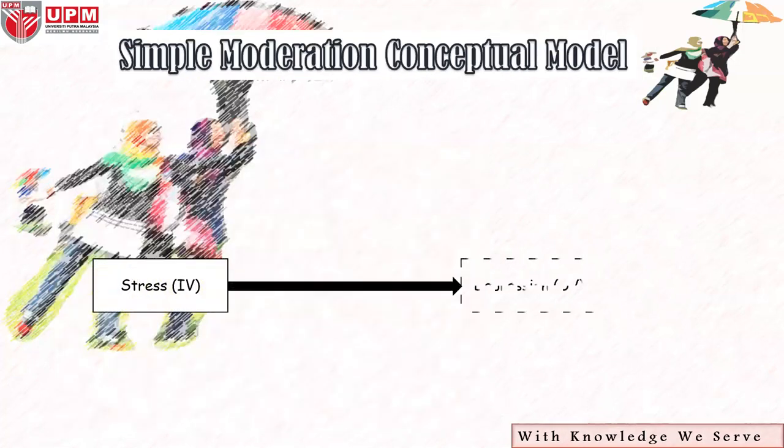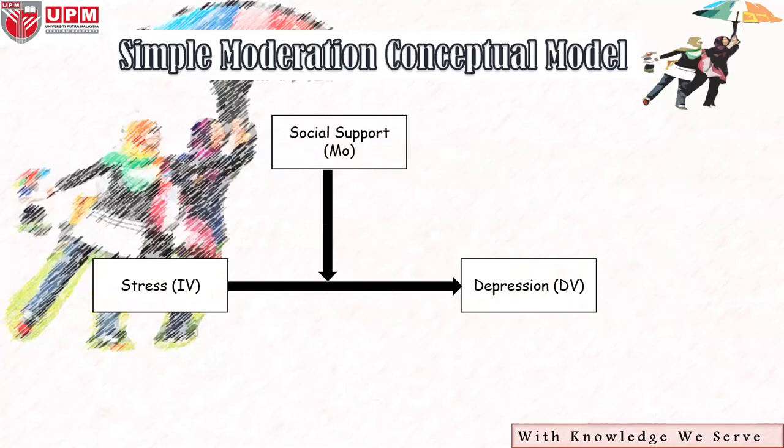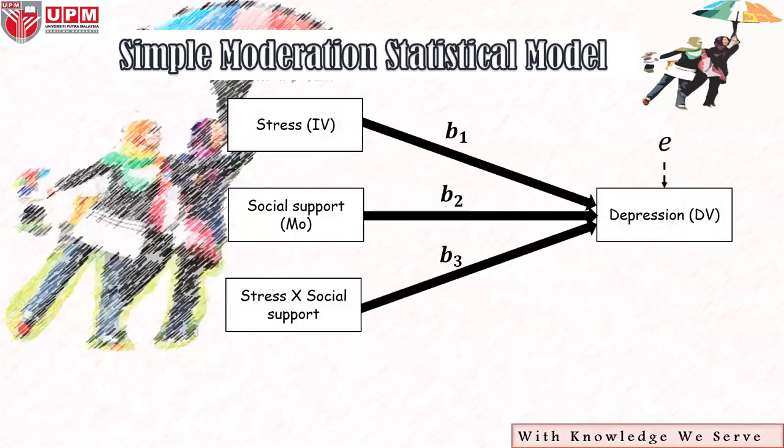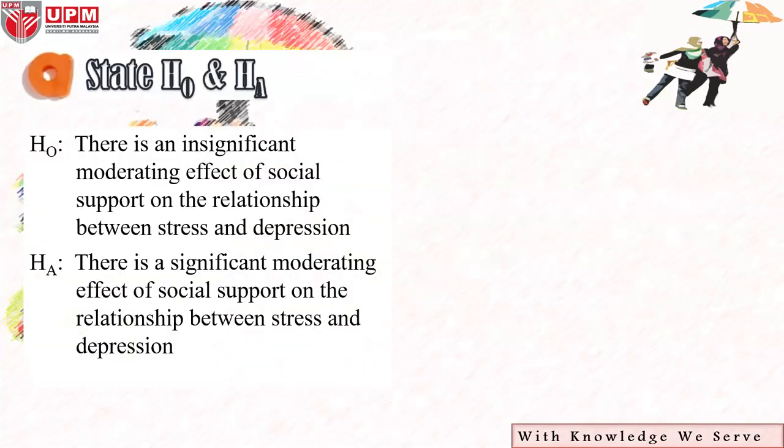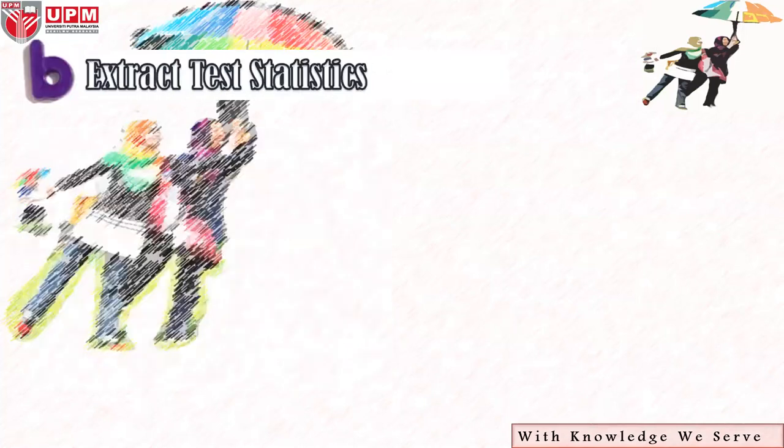Okay, so this is how the conceptual model should look like. And then this is the statistical model. Moderation statistical model, we have two main effect and then we have one interaction effect. Okay, so this is our null hypothesis and research hypothesis. So we can state that there is an insignificant moderating effect of social support on the relationship between stress and depression. Our research hypothesis, there is a significant moderating effect of social support on the relationship between stress and depression.